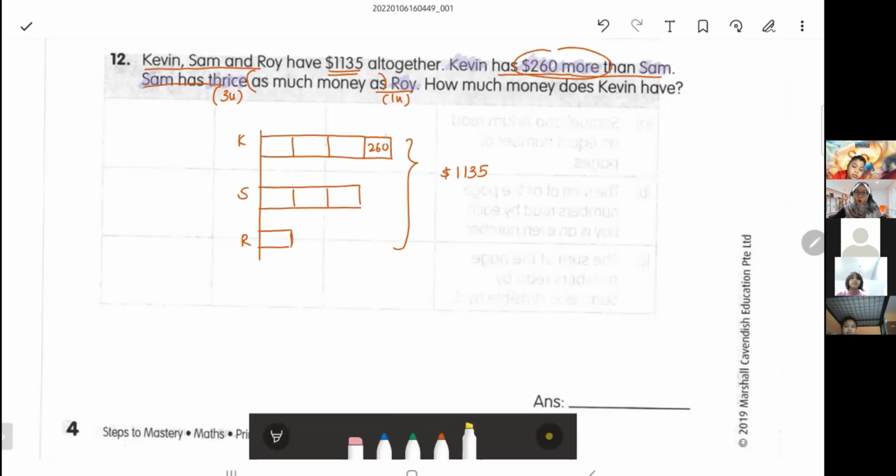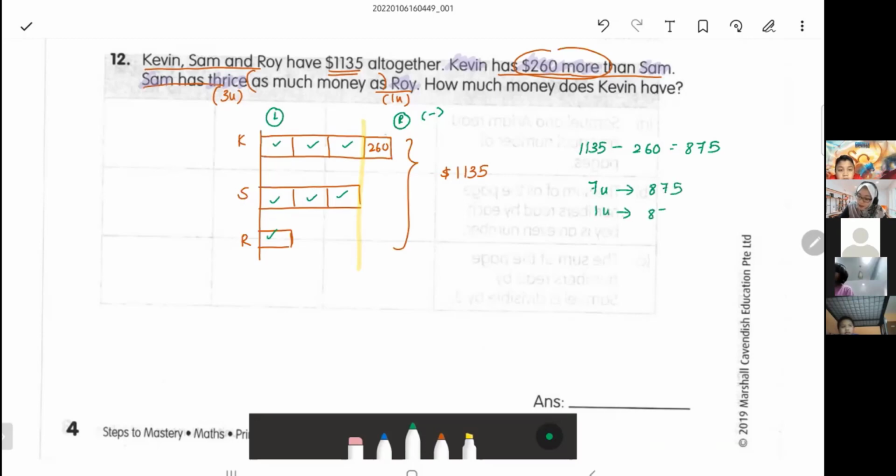This is a comparison model question. Can you see where is the extra? This is the extra, right? Anything on the right is my extra. The left is all equal. Remember, I taught you this last year, P4 level. So what happened to the extra? I take it away. So 1,135 minus 260 equals 875. This is for how many equal parts? 1, 2, 3, 4, 5, 6, 7. 7 units is 875. 1 unit is 875 divided by 7, and I get 125.